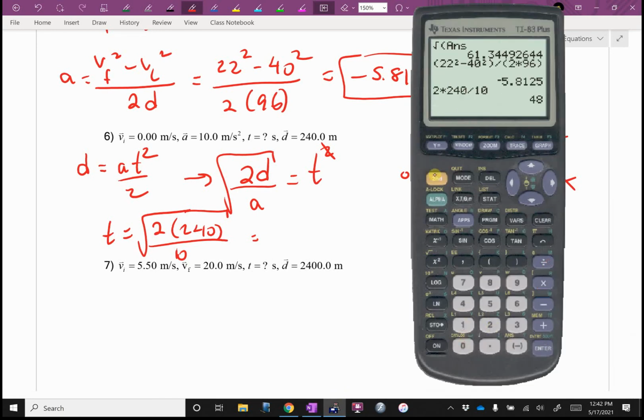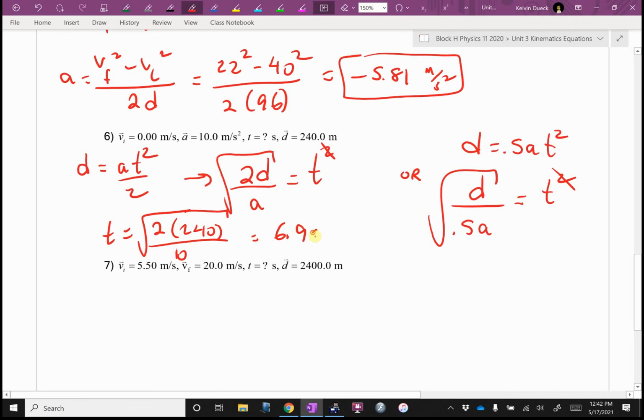Oh my goodness, so that'd be wrong. Have to add a 1. 6.93? That would give you an error probably on your calculator.